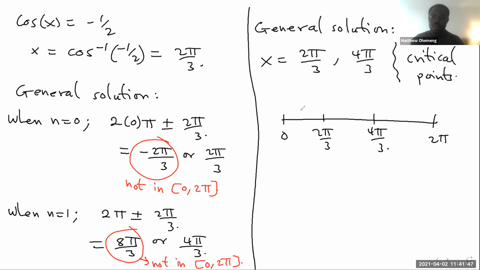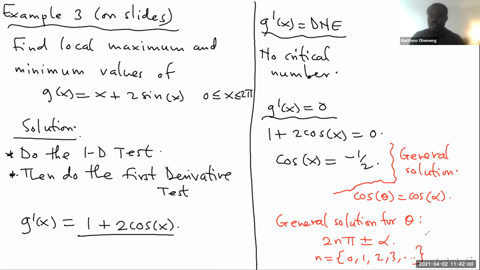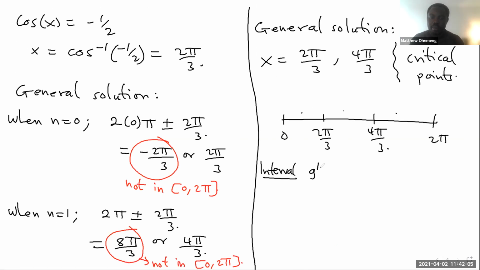So that leads to what? 1, 2, 3 intervals. So we then create a table. We have the interval. For this case, J prime is just a binomial, so there's no need to split it up. We just bring the same thing. So that'll be J prime of X, which is, what's it? 1 plus 2 cosine of X. And then from here we can tell what is happening with J prime, where J of X is increasing or decreasing.